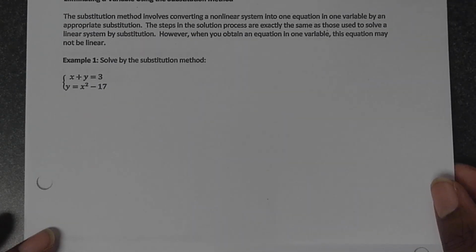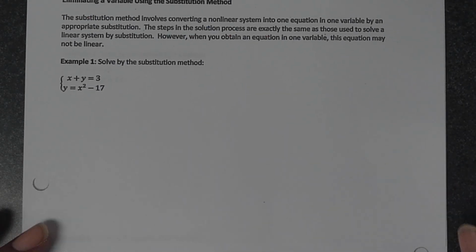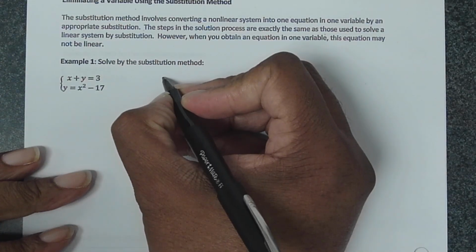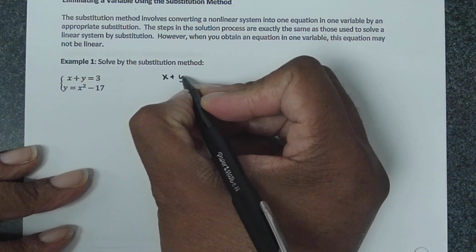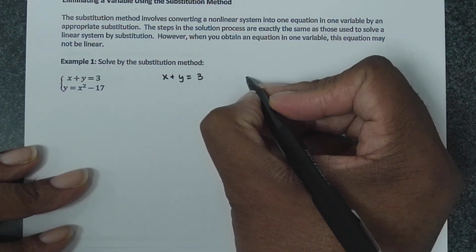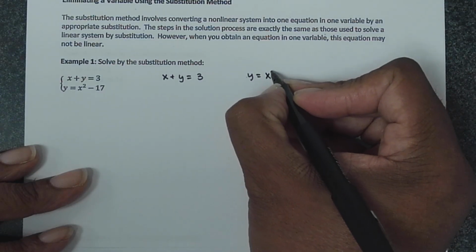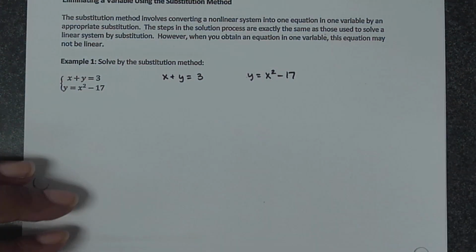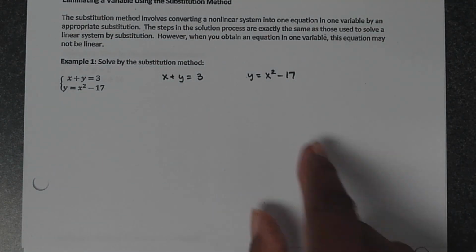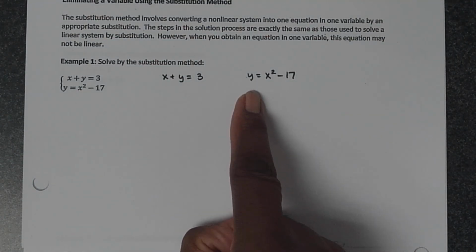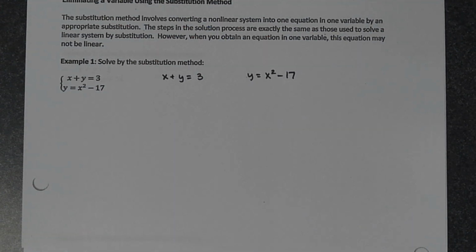And here we've got x plus y is equal to 3, and y is equal to x squared minus 17. Now, the way I want to do this is write those two equations side by side. So I write x plus y is equal to 3 here, and on this side I'll do y is equal to x squared minus 17. Now, as you can see here, I have a variable by itself. Here y is equal to x squared minus 17. So here I can go ahead and do the substitution, and I'll do that.